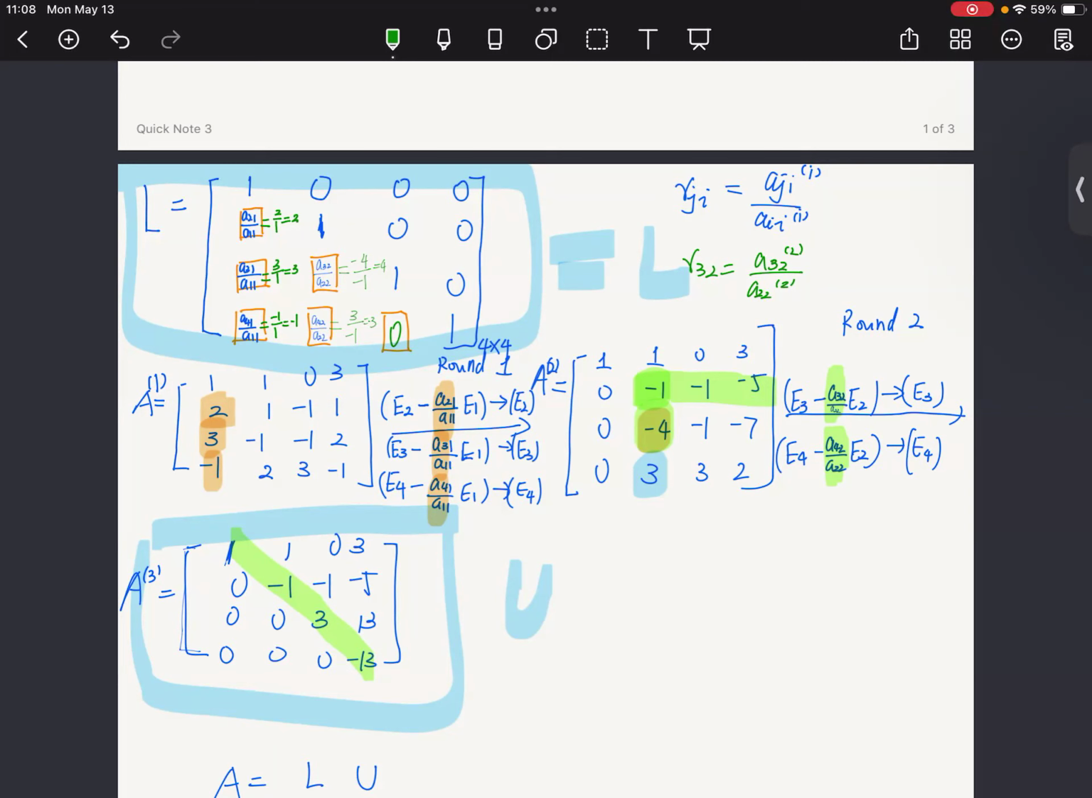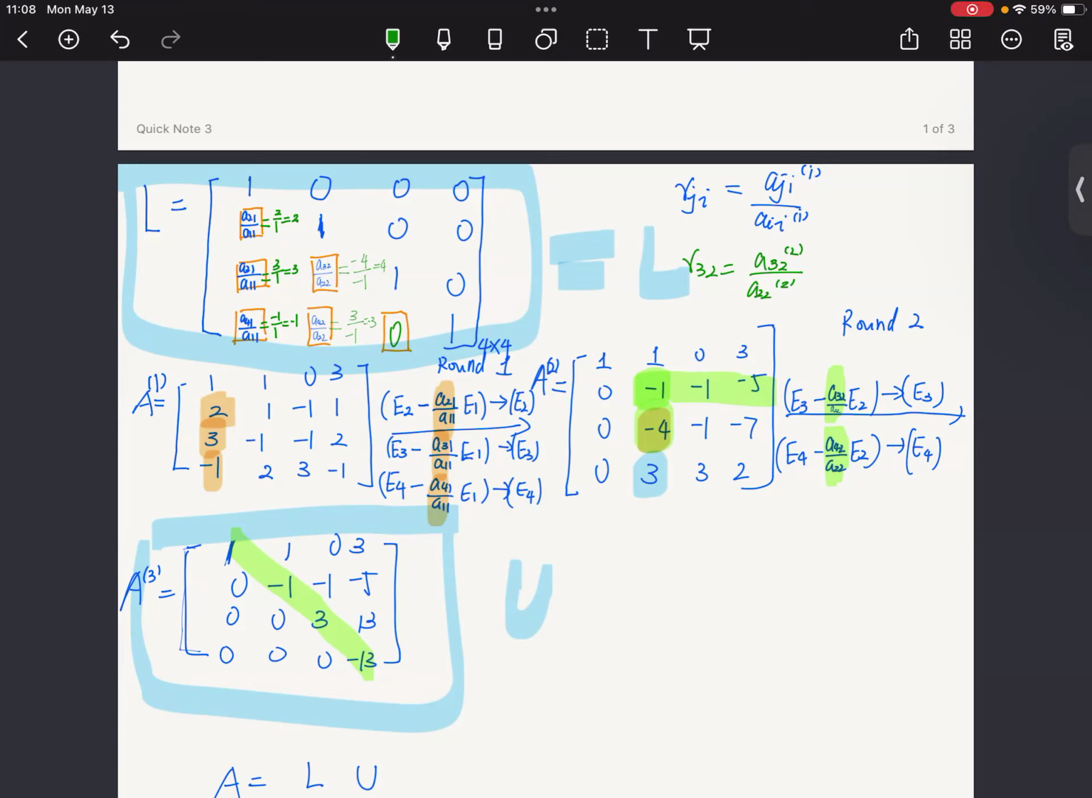Another thing to pay attention to is that when you write the ratio here, this number should be from the corresponding matrix. And this is all the things.